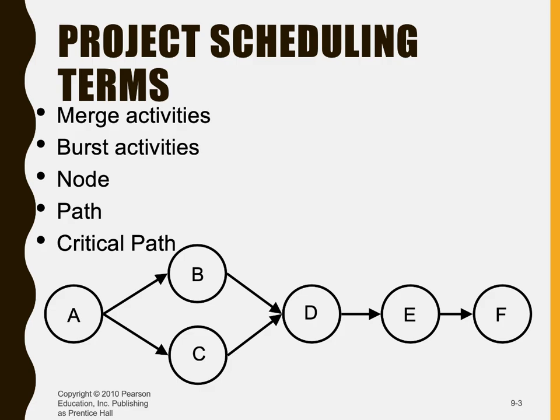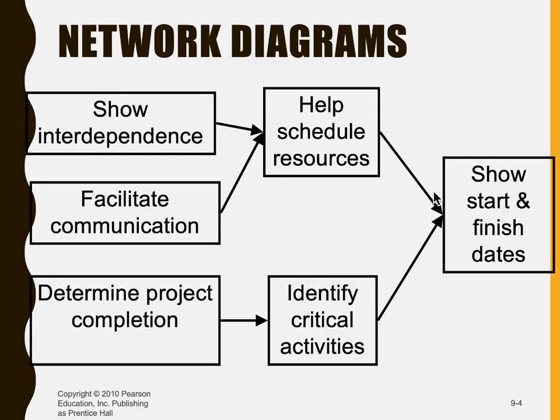Next, take a look at network diagrams. The diagram shows a few things. For example, it shows interdependence and facilitates communication. From there, it helps to schedule resources in the project, and shows when the completion is, what the critical activity is, and start to finish.